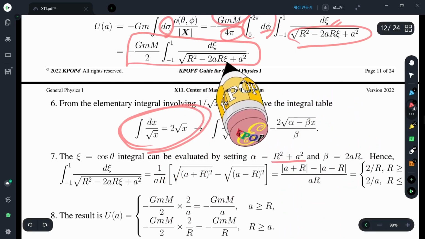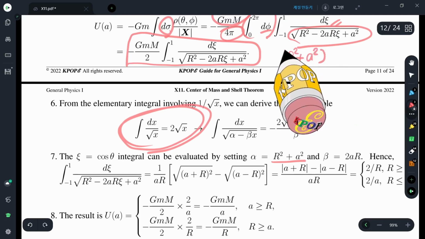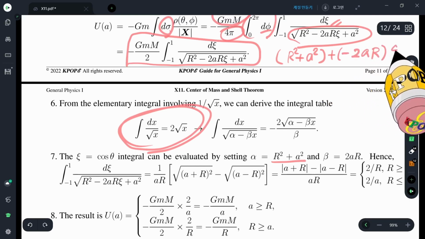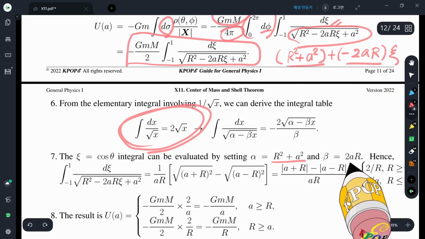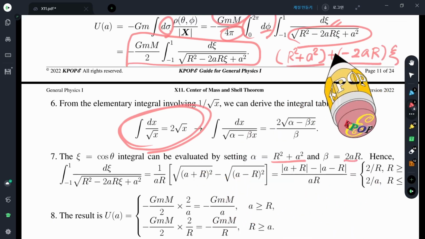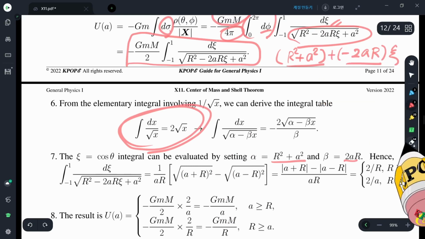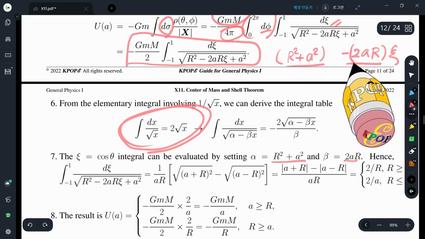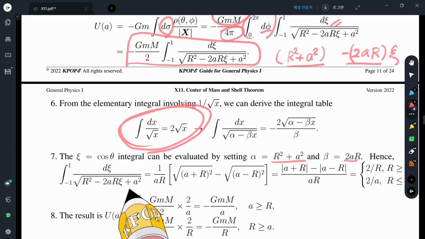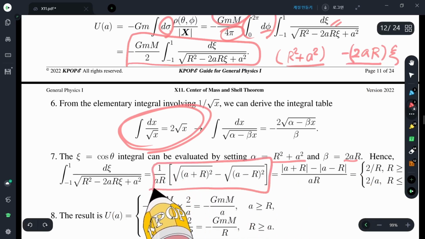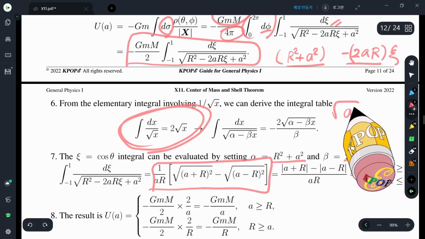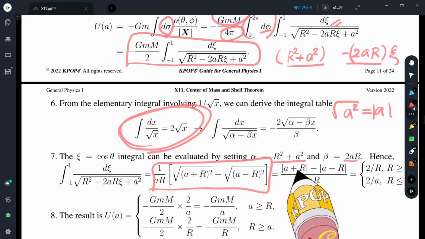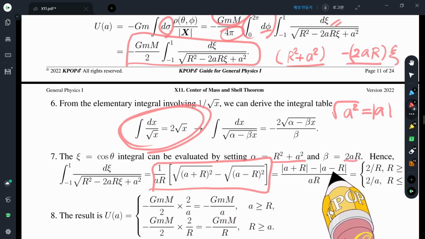We're substituting r squared plus a squared plus 2ar. So these two parameters are determined as such, and if we substitute a negative sign, then I don't have to worry about this positive sign. Okay, substituting these results, we can obtain this. And then the square root of a real number squared is the absolute value. And we have the absolute value of a plus r and the absolute value of a minus r.